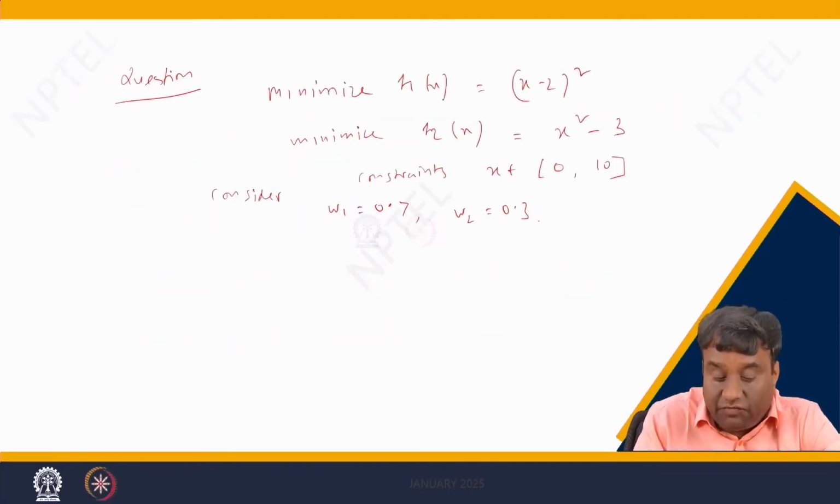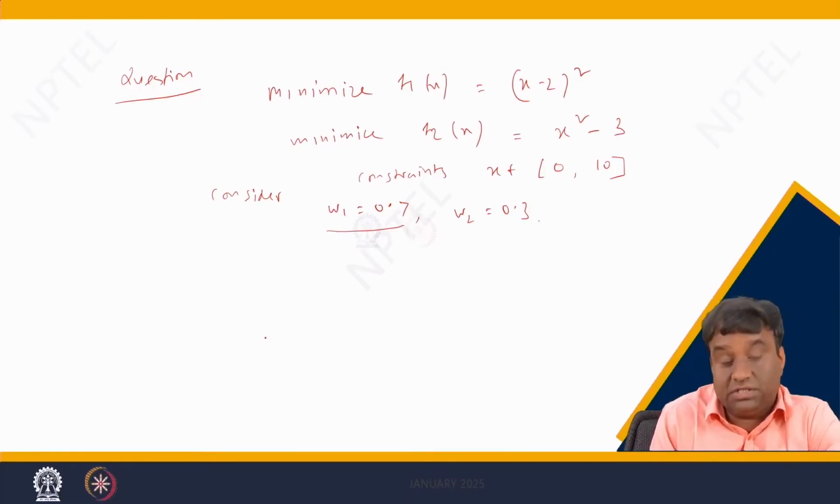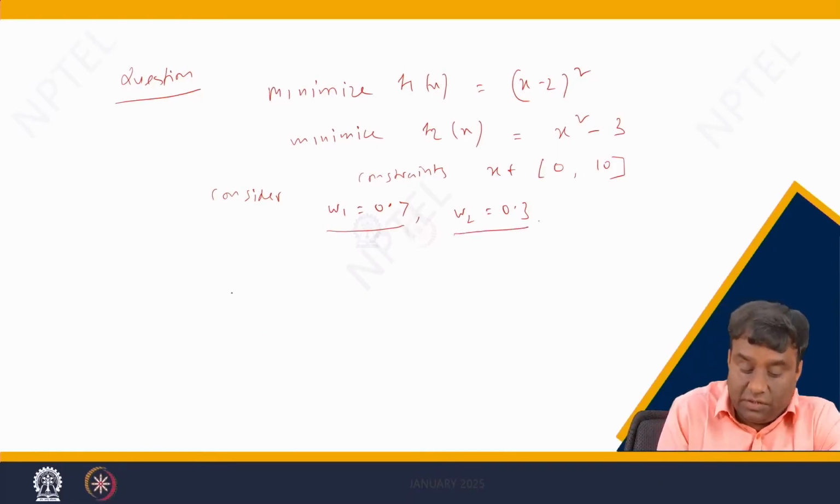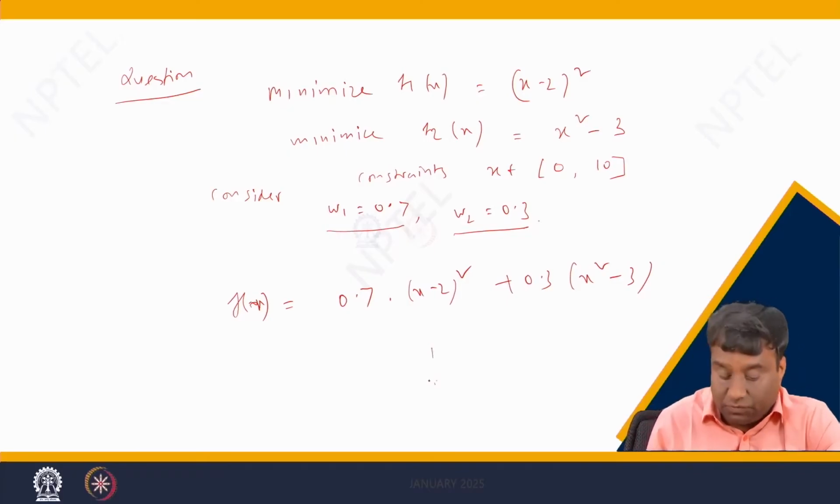Minimize f1(x) = (x − 2)². Minimize f2(x) = x² − 3. The constraint is that x belongs to 0 to 10. You may consider w1 = 0.7, w2 = 0.3. So construct a function f(x) = 0.7 × (x − 2)² + 0.3 × (x² − 3). So try to solve these questions.